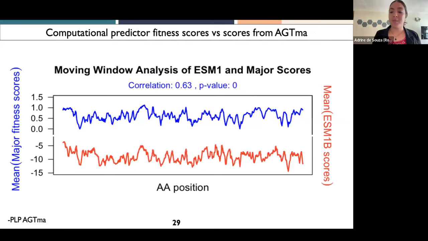So, talking a little bit more about the predictors. I mentioned that I looked at ESM1b, and here I'm doing a correlation analysis of the scores of ESM1b in red and the scores of the major map without PLP in blue. You can see how the peaks and the valleys are very similar across. So maybe this is indicative that our scores also have a very good correlation to pathogenicity predictors.